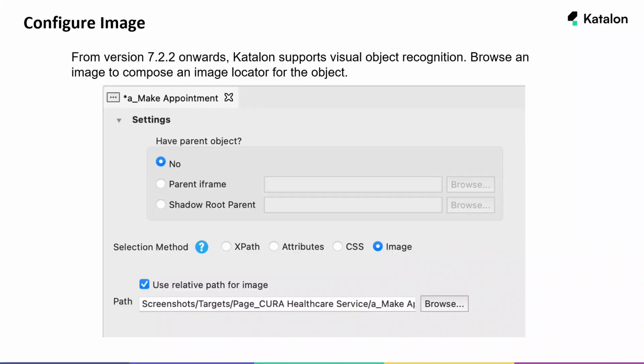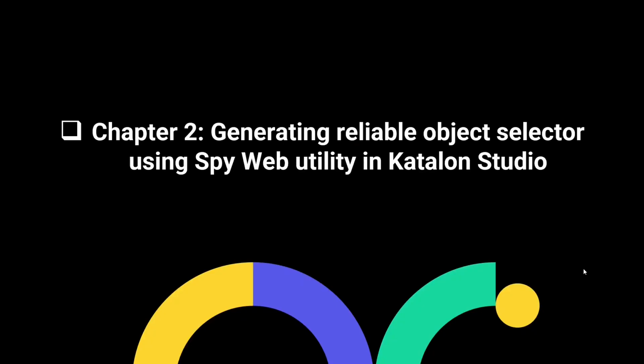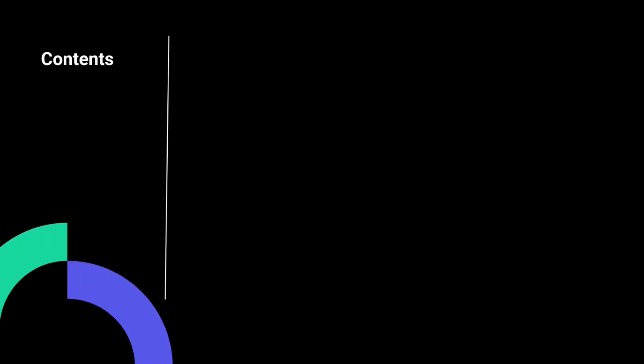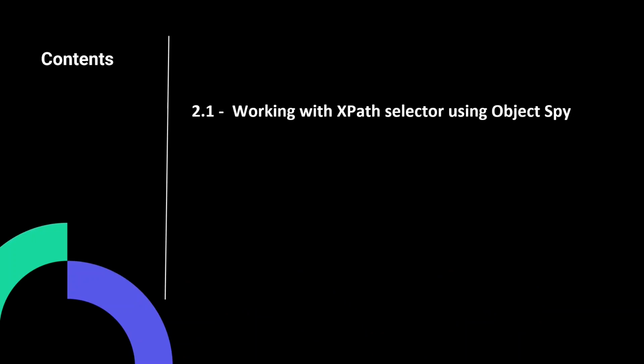This brings us to the end of chapter 1. In chapter 2, you learn how we can generate reliable object selectors using SpyWeb utility in Katalon Studio. As part of section 1 in chapter 2, you will learn how you can work with XPath selector using object spy.